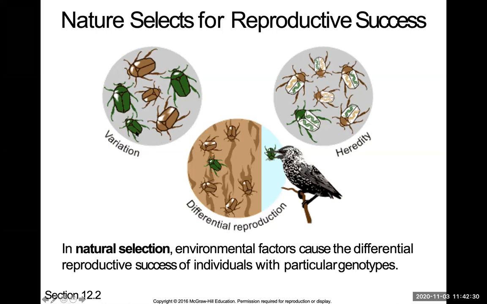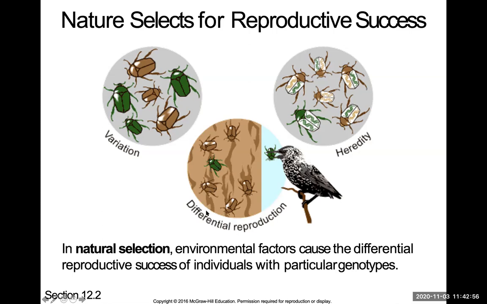So we have variation. We have green color, brown color. The trees, they have a brown color bark. Therefore, the brown ones are being selected for. The environment is favoring this. The green ones are easy to detect. Therefore, birds, they're the predators, are going to eat these. And these are the ones that are going to increase in number. So the allele frequency is going to change for them. It's going to increase for them and decrease for the green ones.